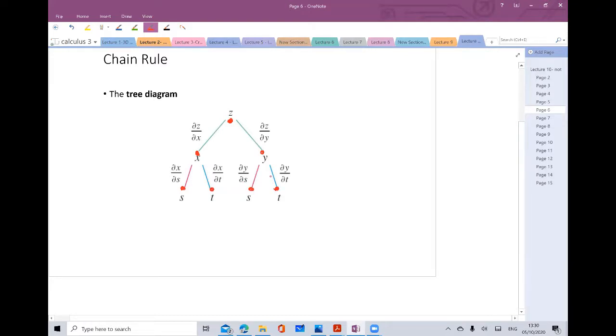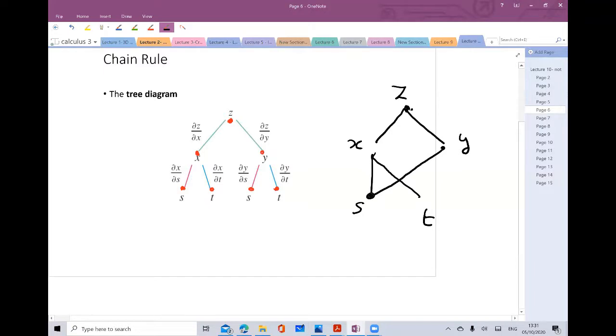Actually, there is an alternative way to draw this diagram. I could start with z like the previous one. I have these two branches coming out, for the x and y, and x will have two branches, which are s and t, and y also will have two branches, s and t. I could combine the same s's, since it's the same variable, and the t's. This is an alternative way to draw the tree diagram of this case, okay?